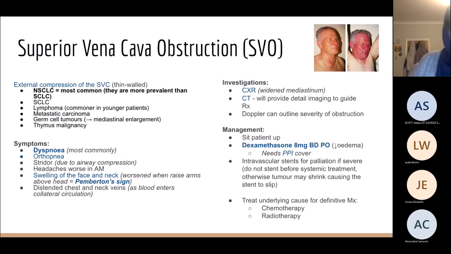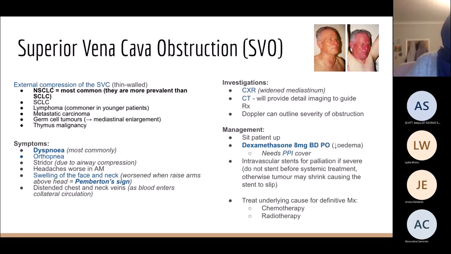Stent, which someone actually chose as well for the previous SBA, you do that more for palliation if they've got really severe vena cava obstruction and you need more long-term management. But what you do need to do is make sure that you do not stent them before you give them any systemic treatment, because the stent might just slip if the tumor shrinks.